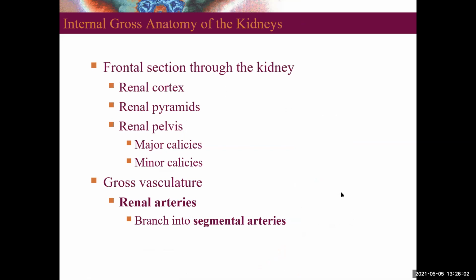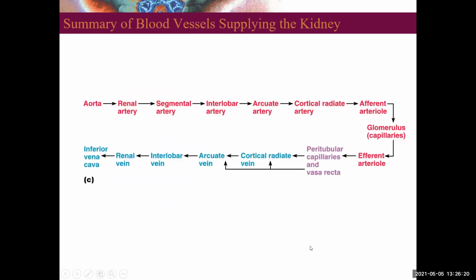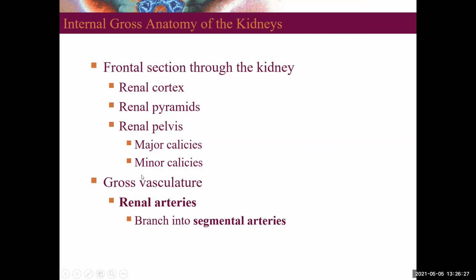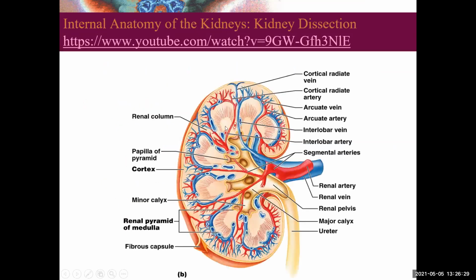In the frontal section through the kidney, we talked about the renal cortex, renal pyramid, and renal pelvis. In the renal pelvis, we talked about major calyces and minor calyces, and then we talked about gross vasculature. The renal artery branches into segmental arteries. So let's see the artery branching again. And I did not talk about the veins. Let me talk about the veins too.